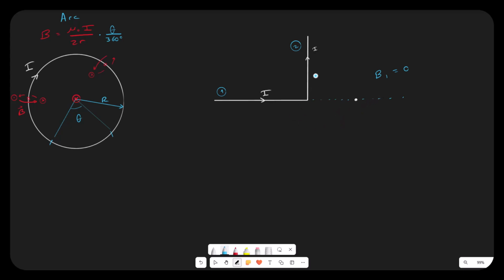The B field due to 2, this looks like a semi-infinite wire. So the B field due to 2 is going to be a half of mu naught I over 2 pi r2, where this distance is r2. I'm going to do a separate video that works through a couple examples, but for right now, that's all I need.